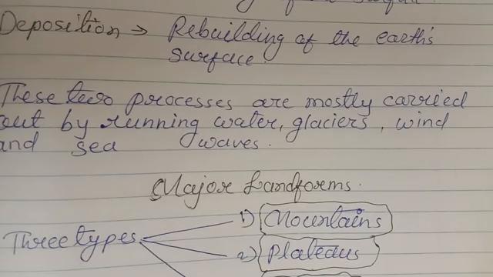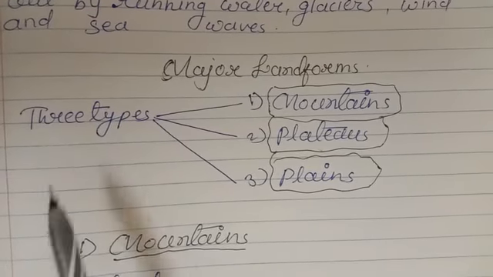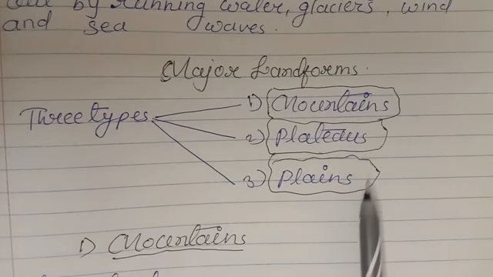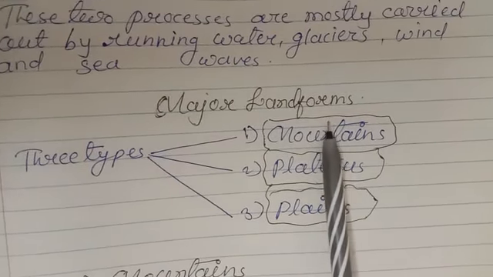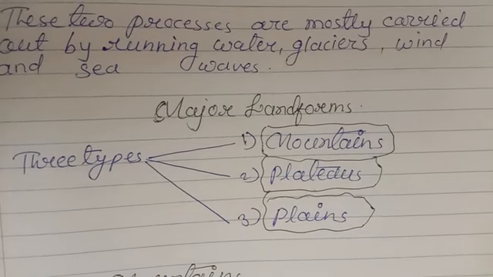Okay, now see children, next we have to look at some major landforms which are created by these two forces. These major landforms are of three types: mountains, plateaus and plains. So these three major landforms we are going to learn in detail in the next session.